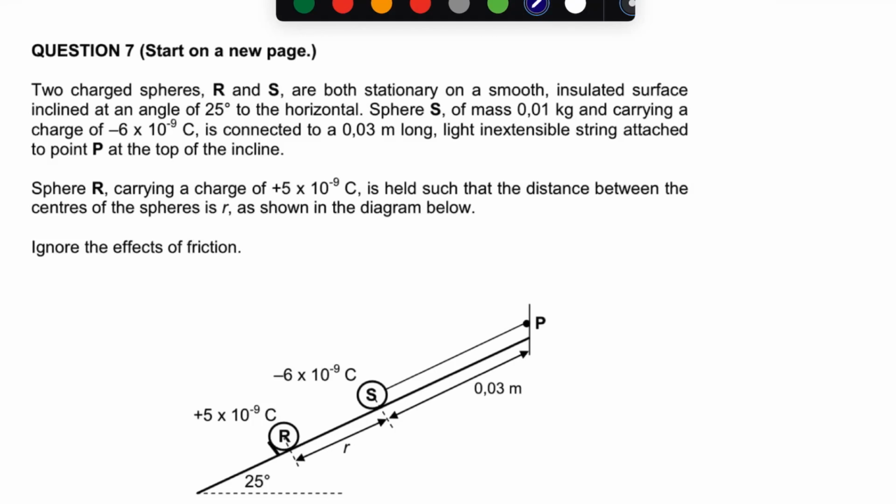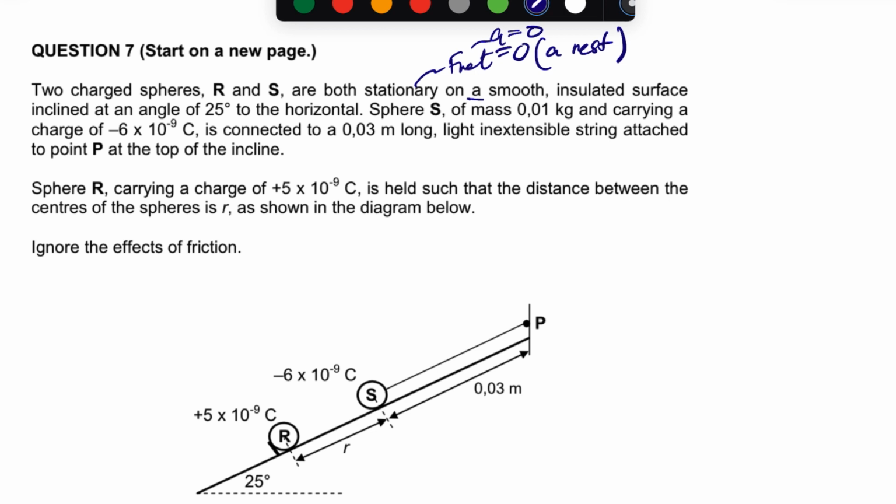Good day, folks. Here's another electrostatic question. Two charged spheres R and S are both stationary. It's a very important point. That means the F net is equal to 0. They're at rest. That's what it means. The acceleration is 0 as well.